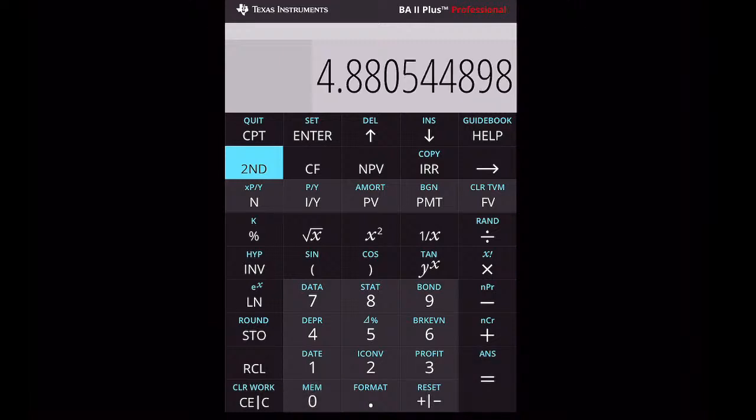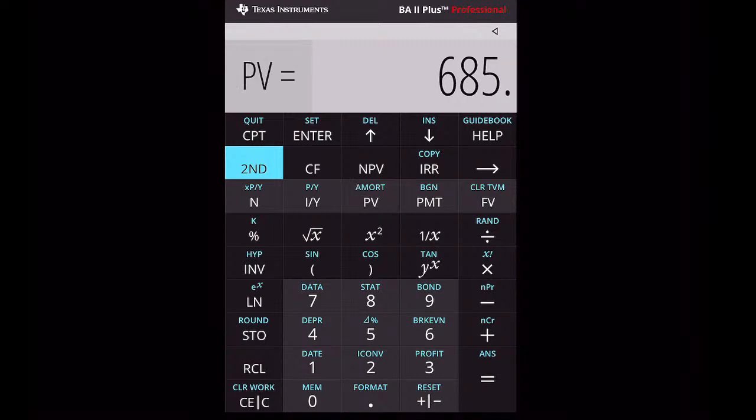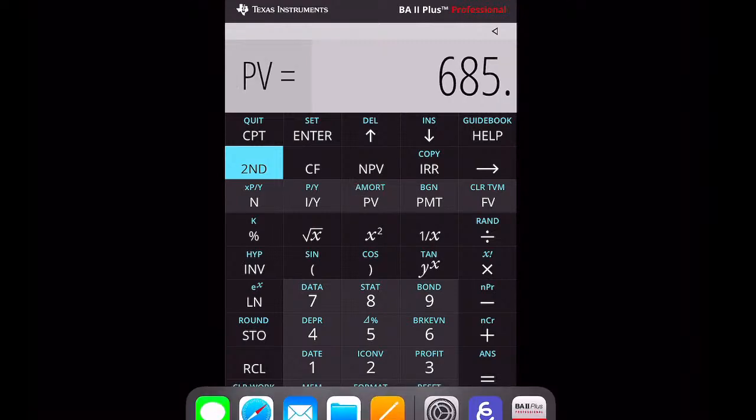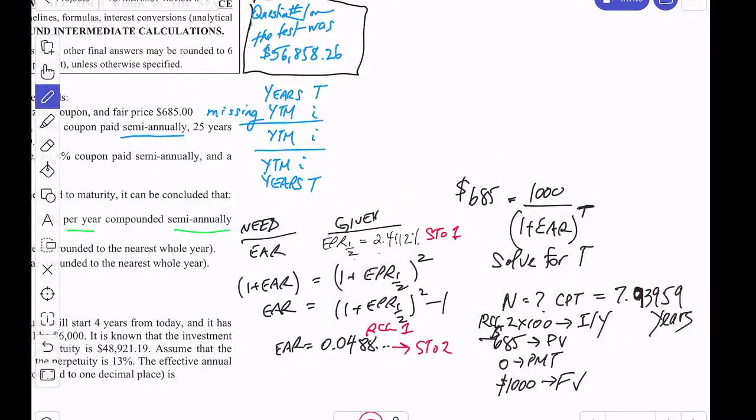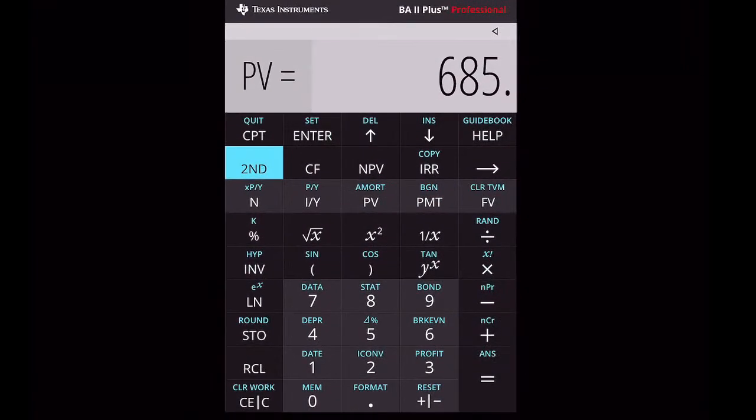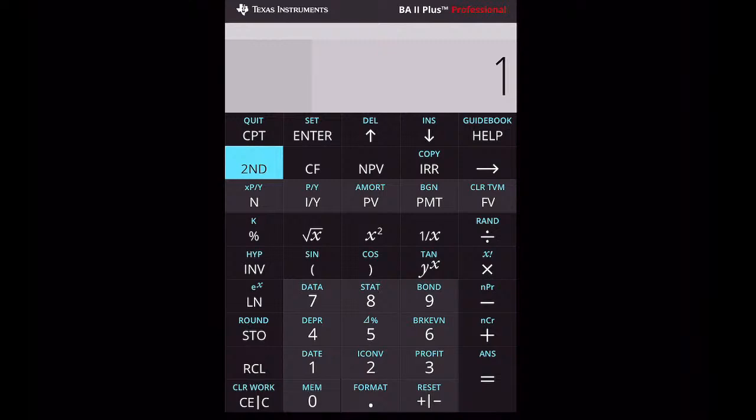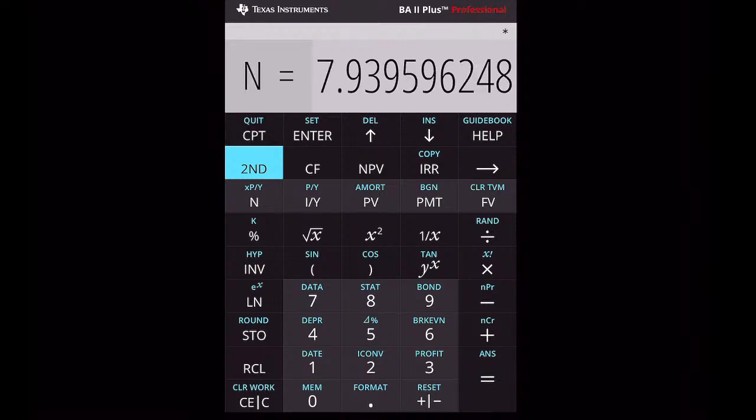for this rate and bond of $685. Is that how much it is? $685. Yep. With no payments and $1,000 face value. I'm going to do the 685 again, 685 with a negative. And now I'm going to ask to compute N, and that's the answer. So it's almost 8 years.